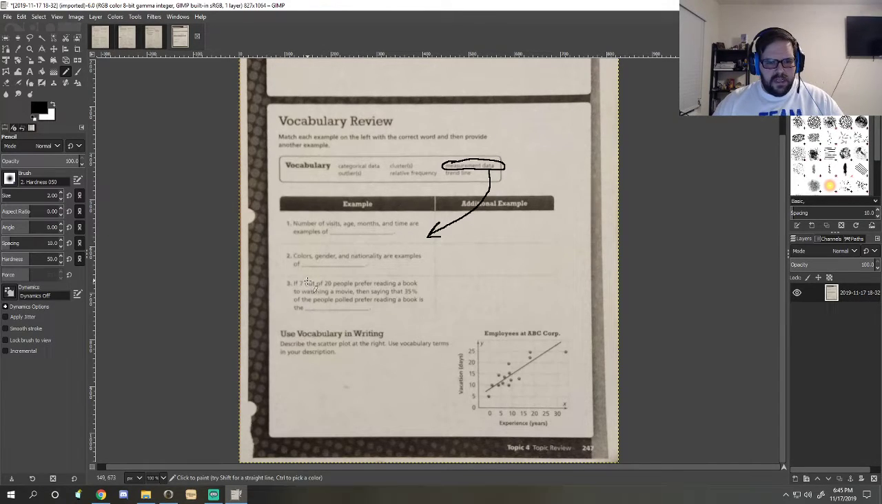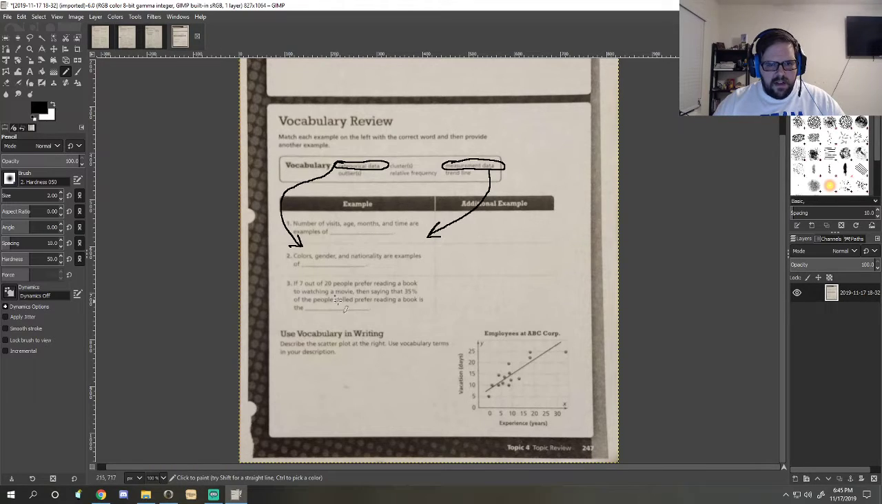Number two says colors, gender, and nationality are examples of what? And again, we go back and we look. That is going to be our categorical data. That is how we can categorize things. So that would be there.